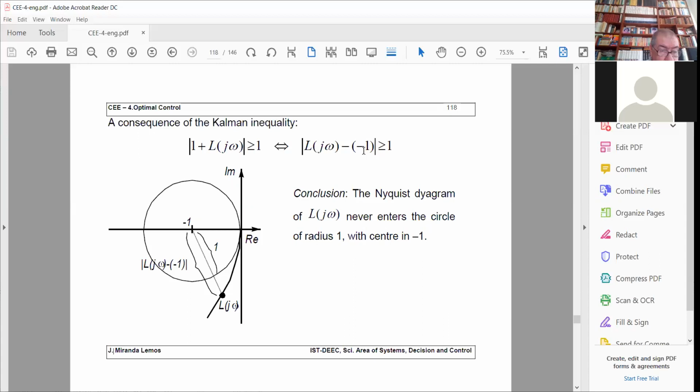So if you have your complex plane and you have here the curve for the loop gain L, at a given frequency, you have one point of this curve, and this distance to point minus 1 is bigger or equal to 1. So if you consider a circle of radius 1 centered at minus 1, this point is outside that circle. Okay? And this Kalman inequality tells you that you will never enter the circle of radius 1 centered at minus 1 when you have a loop gain that comes from the solution of the linear quadratic problem.